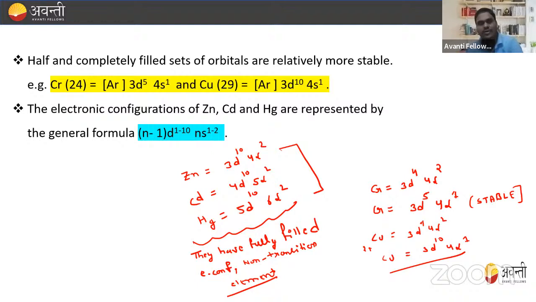I hope this is clear to you all. What is half filled and completely filled, and why zinc, cadmium, and mercury are not regarded as transition elements: because they have a fully filled electronic configuration. They do not have any unpaired electron. So if they do not have any unpaired electron, then they are not called transition elements, because we call them transition elements when they have one or two unpaired electrons. If they do not have any unpaired electrons, then we cannot say it is a transition element. I hope this is clear to you.